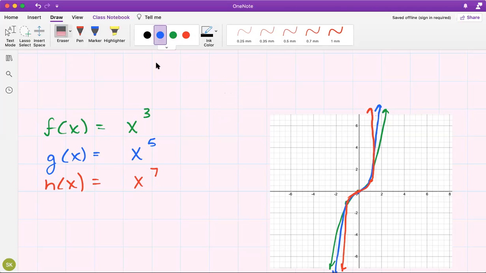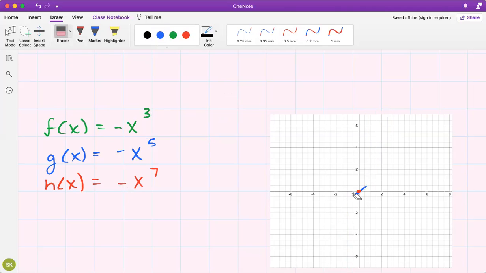Now, if you put a number in the front of these, if it's positive, it just stretches these graphs even more. However, if you make it a negative, so if you put a negative x cubed here, and a negative x to the 5th, and a negative x to the 7th, well, remember about transformations of functions, if we put a negative on the outside, it flips the graph upside down.